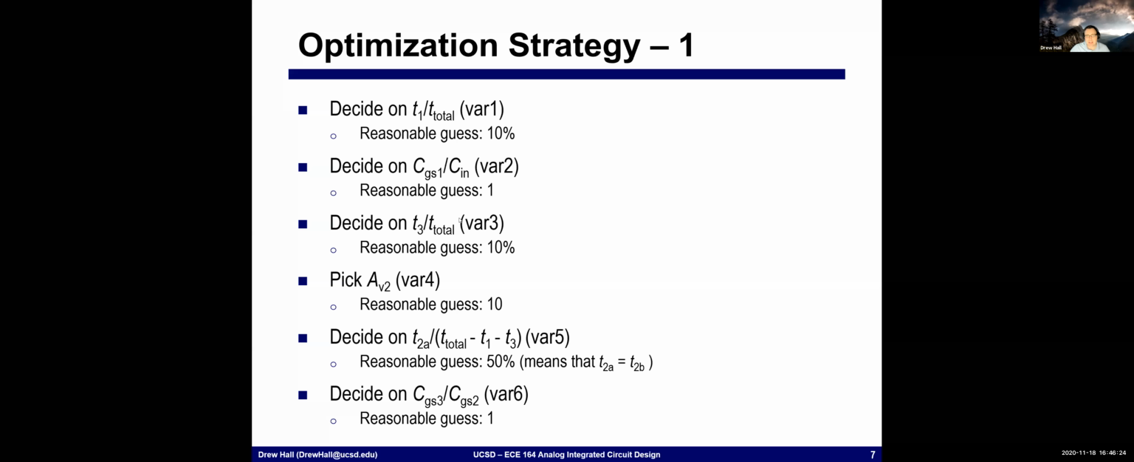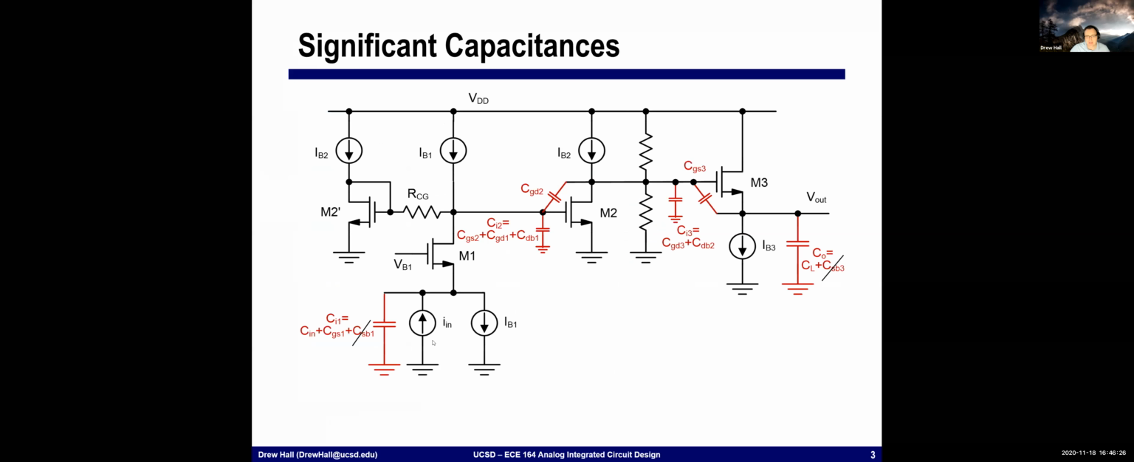CGS relative to Cin, again, I know Cin in the circuit, it's given to me. And so the question is, how much additional capacitance am I willing to add at this node? Okay. A reasonable starting point, in my opinion, is that we say that CGS and Cin are equal. That essentially means that we're going to have a fairly large transistor here that has low input impedance, i.e. it has high GM. Okay.